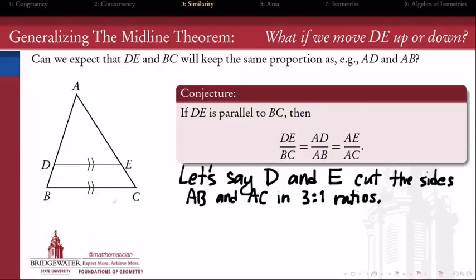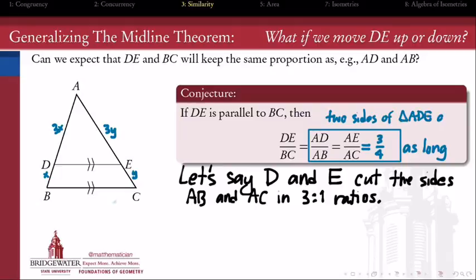So in this example, I've sketched it as though D and E are cutting the sides AB and AC into ratios of 3 to 1. In other words, whatever the length BD is, the length AD is 3 times as long. And ditto for CE compared to EA. It's 3 times as long. What we would say in that case is that when we move again from the bigger triangle ABC down to the smaller triangle ADE, we end up with sides which are only 3/4 as long. So AD is 3/4 the length of AB, and AE is 3/4 the length of AC.